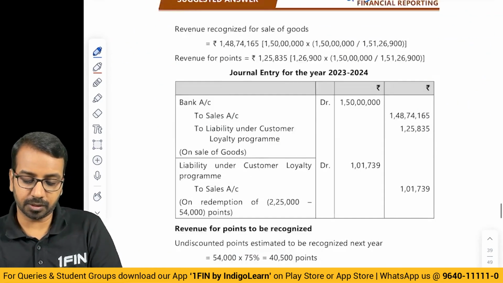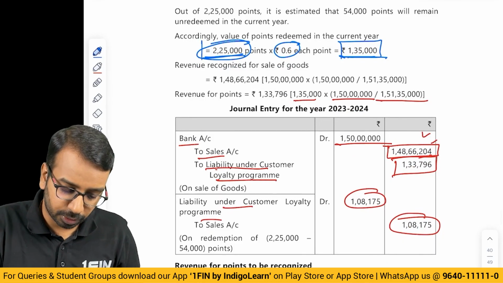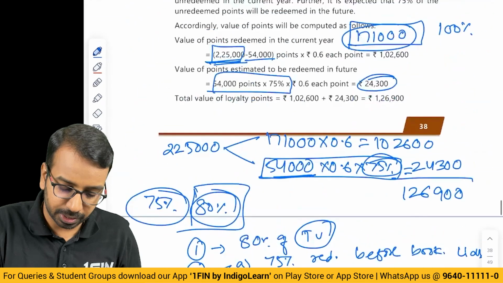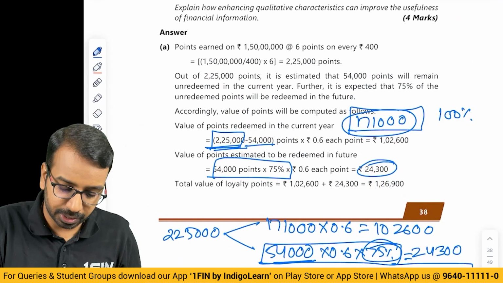What I mean to say is, in the first assumption we took entire 225 points and 0.6 value, 135, which was considered for creating the liability. In the second assumption, what the institute has done is, they have said out of this 225, whatever has been redeemed take the full value, whatever has not been redeemed take the expected value for creation of liability. Okay. So that is the different type of assumption that has been taken. A very important question for practice.